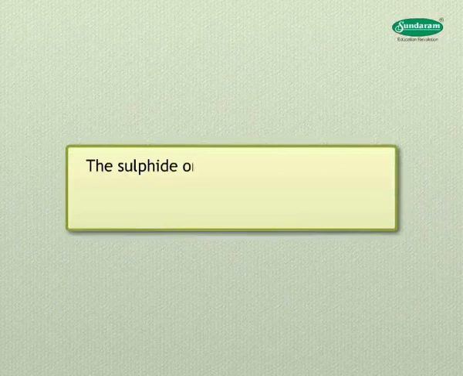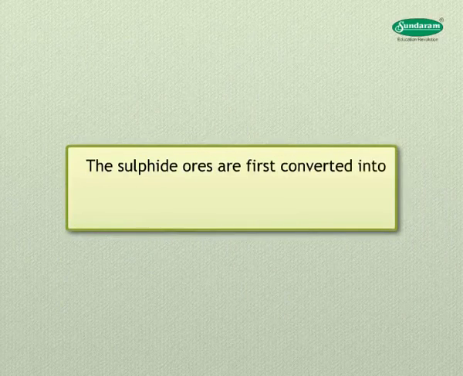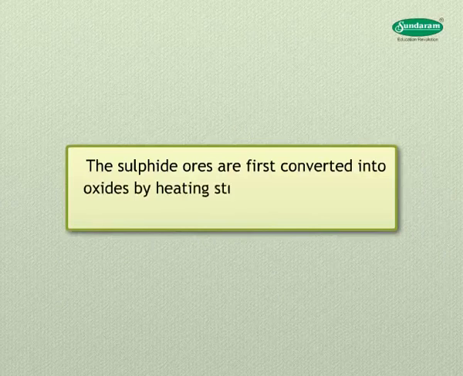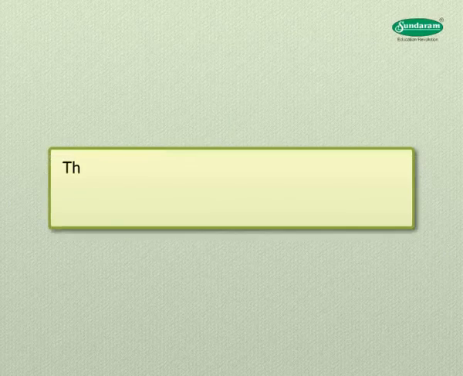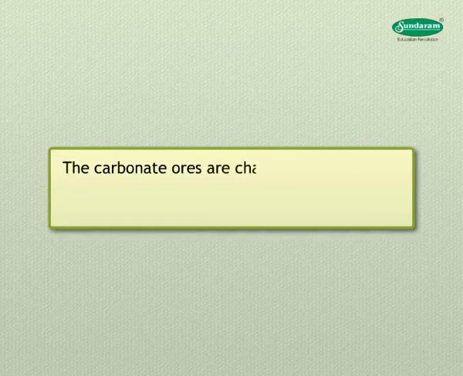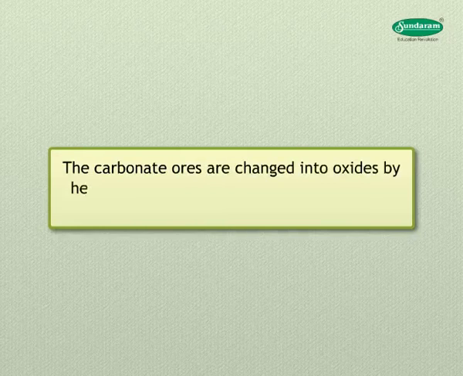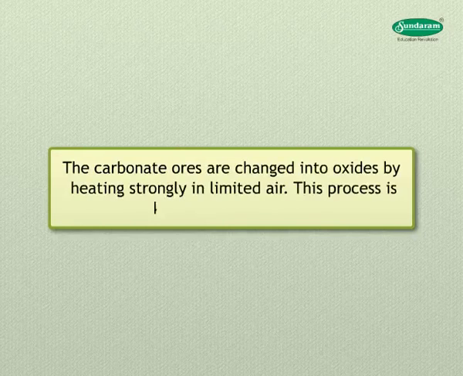The sulfide ores are first converted into oxides by heating strongly in excess of air. This process is known as roasting. The carbonate ores are changed into oxides by heating strongly in limited air. This process is known as calcination.